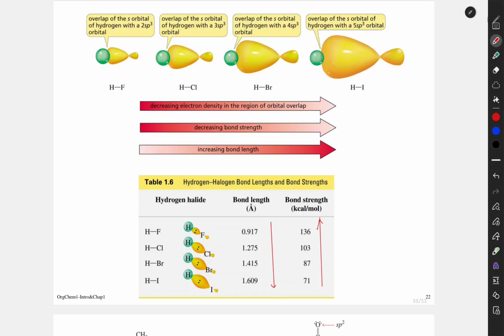Okay, so again, using the hybridization theory, you can guess the degree to which each orbital can overlap, and they can translate into the bond strengths and bond lengths. That's how you can explain why HF and HI, for instance, have different bond lengths and bond strengths, and there is a trend.